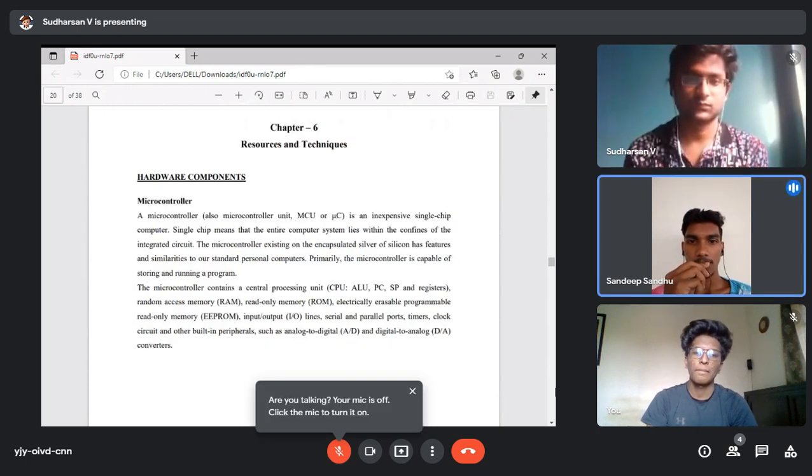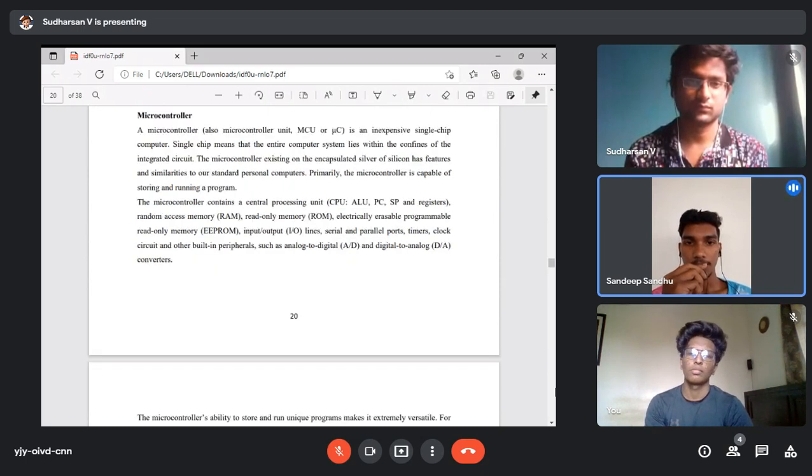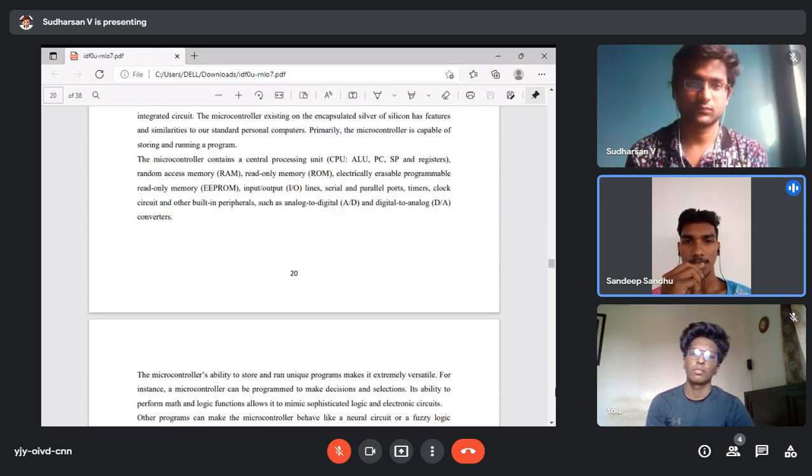A microcontroller is an inexpensive single chip computer. Single chip means that the entire computer system lies within the confines of the integrated circuit. The microcontroller, existing on the encapsulated sliver of silicon, has features and similarities to our standard personal computers. Primarily, the microcontroller is capable of storing and running a program.